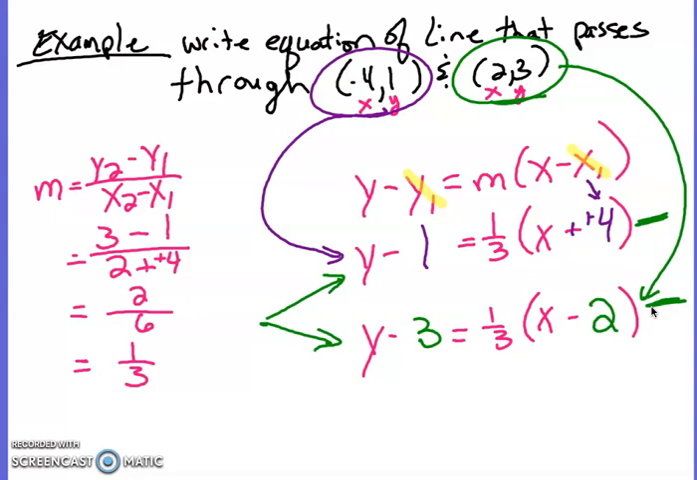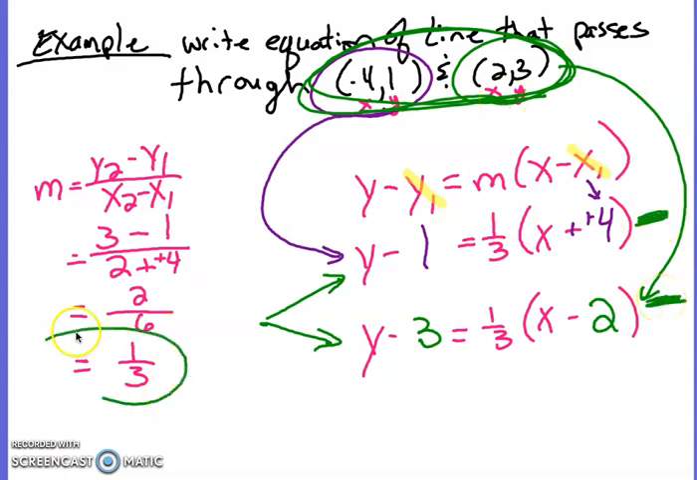Because remember, you're trying to find an equation of a line that passes through both points. It passes through both points. So either one of these equations is correct. Again, first find the slope, and then substitute in one of those 2 points, and either equation is correct.